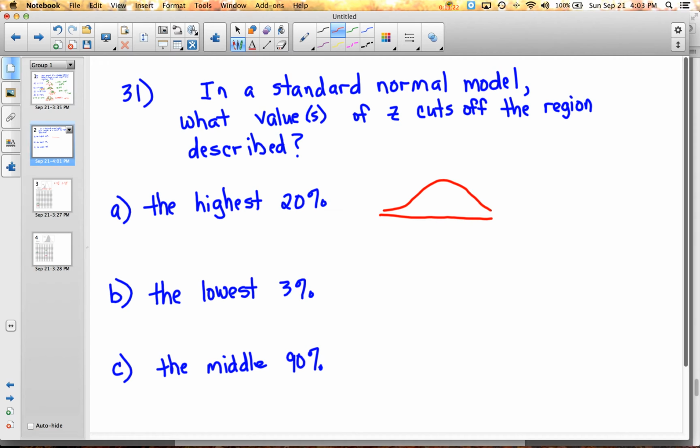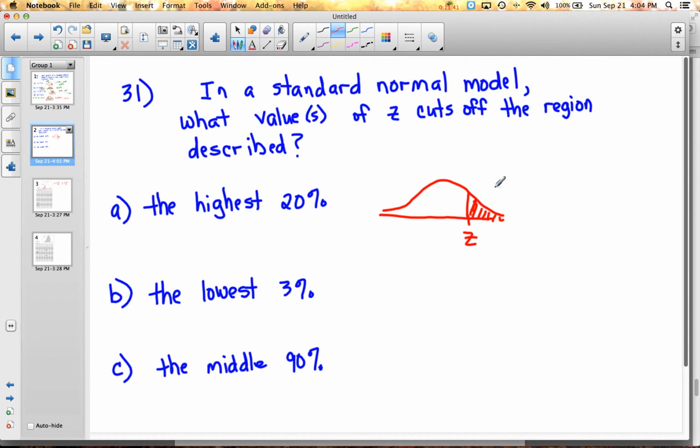And I'm going to draw what I think maybe represents 20%. It's not that you have to be perfectly accurate in that. You just want to make sure you're in the right half. So for the highest 20%, I'm looking for something up here. Now the question is, what's the z-score that corresponds to this?